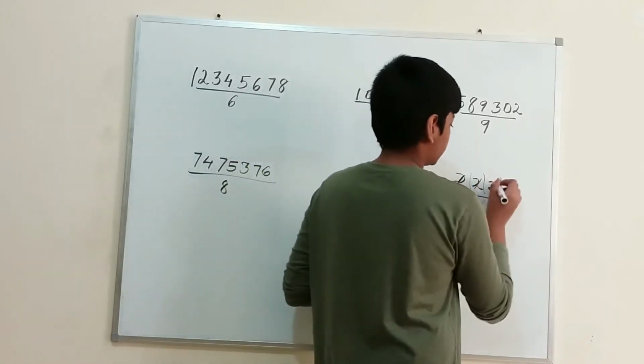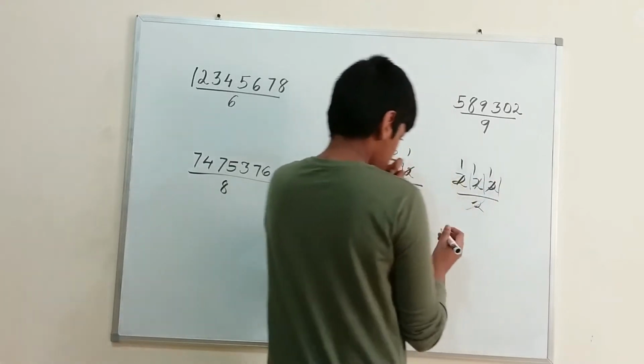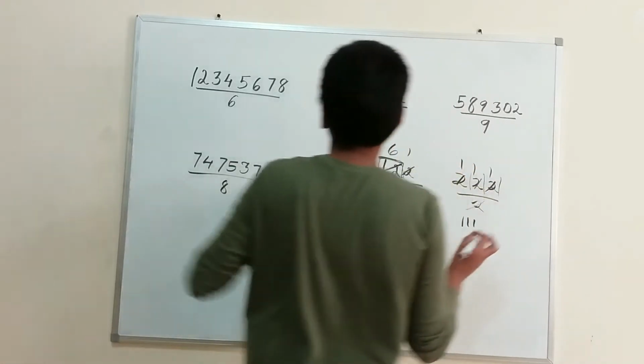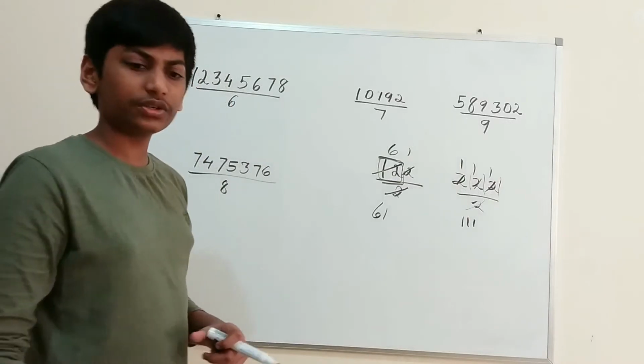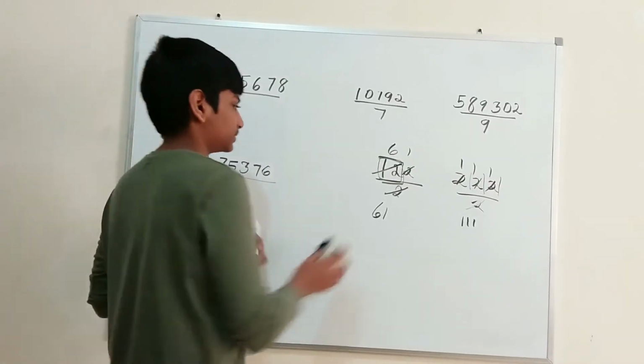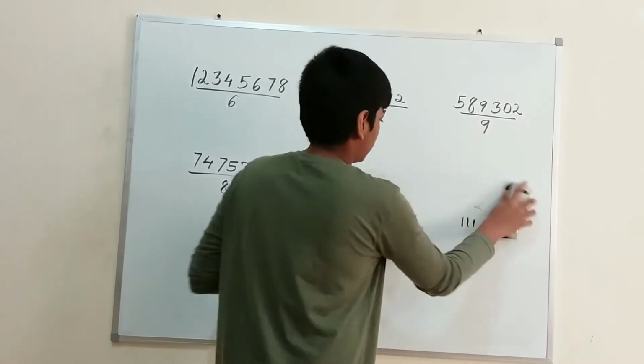Here 111, so 1 and 1 and 1. So our answer here is 1 and 1. I hope you have understood the concept over here. Now we will divide the bigger numbers, so we'll rub these all.